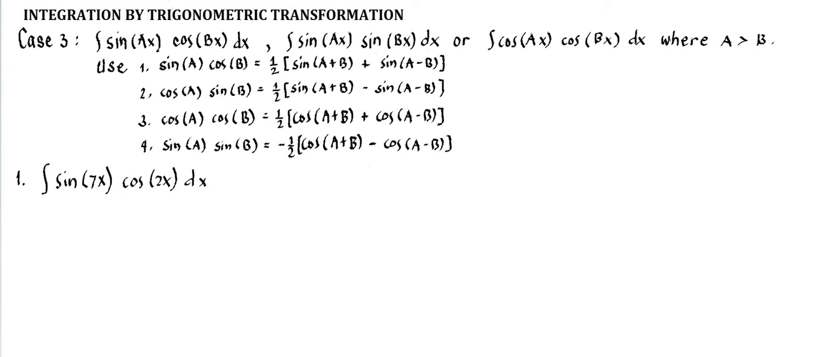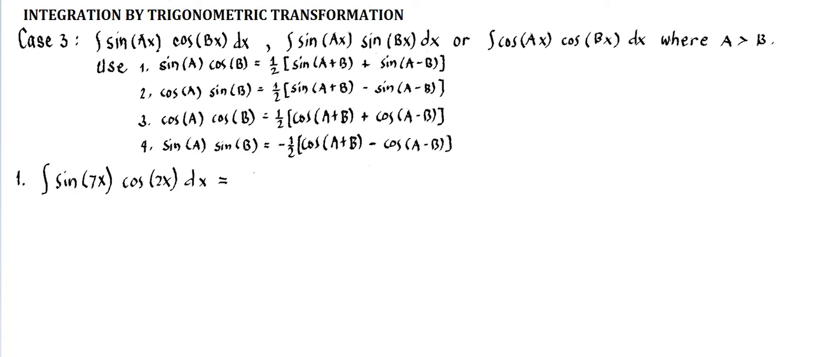Okay? So, magbigay tayo ng mga halimbawa, no? Example number 1, integral of sine of 7x cosine of 2x dx. Sa number 1, ang A natin ay yung 7x at yung B natin ay yung 2x. So, ang involved ay sine A cosine B. Kaya gagamitin natin itong formula number 1. Sine A cosine B equals 1 half sine of A plus B plus sine of A minus B.